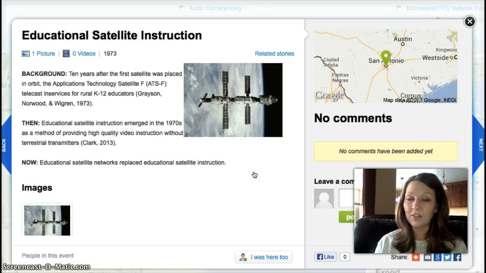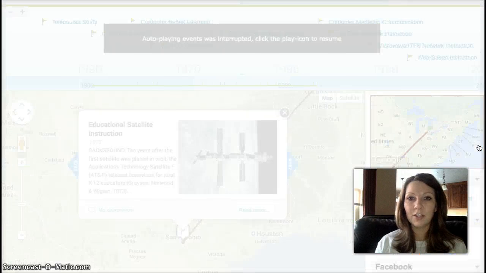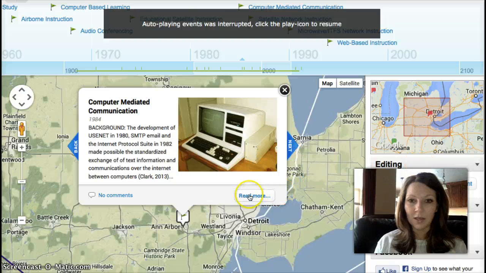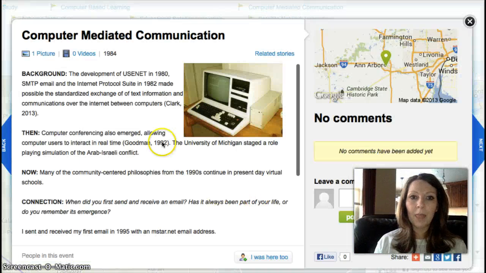Next, we have educational satellite instruction. 10 years after the first satellite was placed in orbit, they started telecasting in services for rural K-12 educators. Educational satellite instruction emerged in the 1970s as a method of providing high-quality video instruction without terrestrial transmitters. Educational satellite networks replaced educational satellite instruction. But guess what? We're going to see that that becomes obsolete fairly quickly.